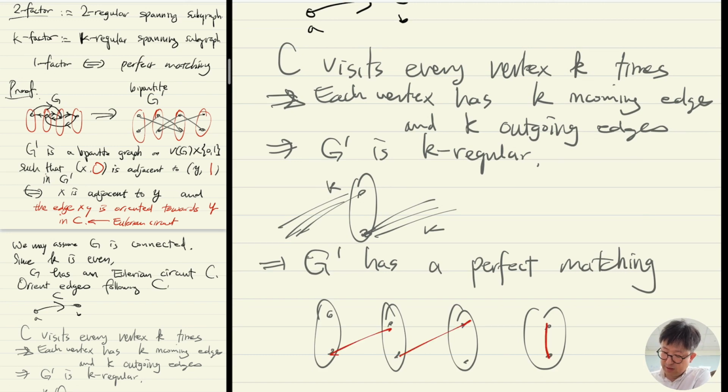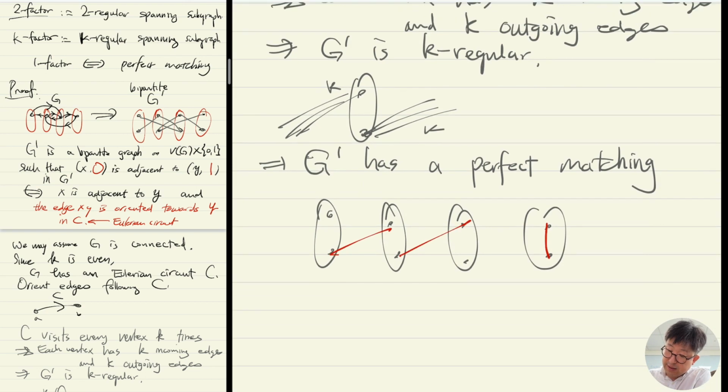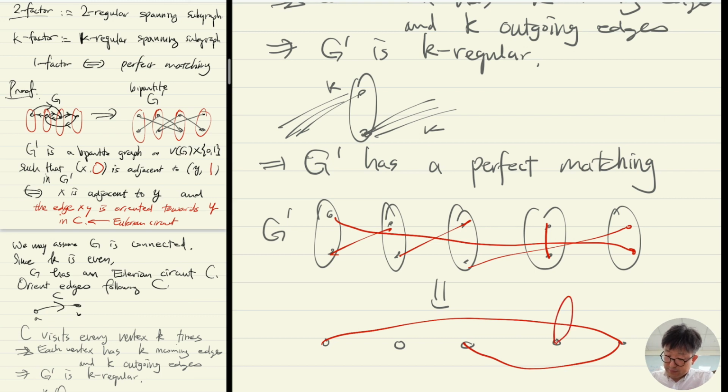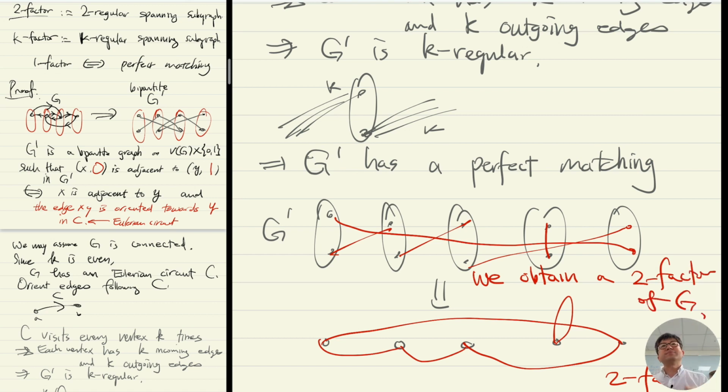Now, what happens if you have a perfect matching in G prime? It could be like this if you have a loop. So if G prime has a perfect matching, then in G you have a 2-factor, because you just look at the corresponding set of edges. This is a 2-factor. So we obtain a 2-factor of G. So that's the proof. Right? So that's it.